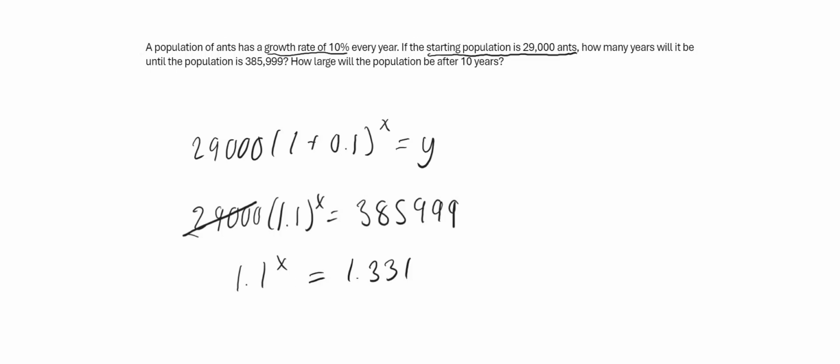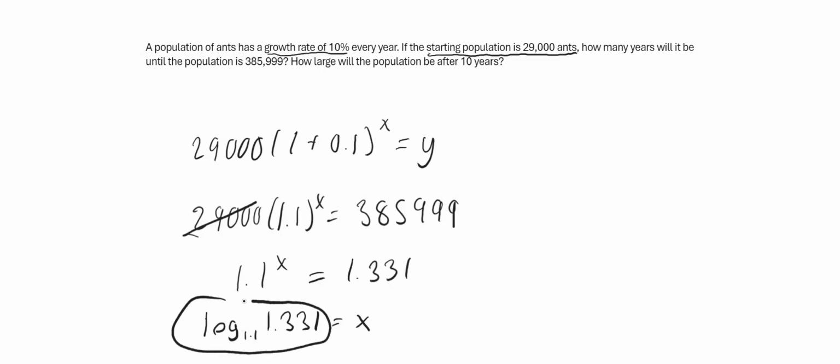Alright, so now we have to figure out what x is. From this point, we can't really do anything, so we have to convert it into a log function. So it would be log, and then our base is 1.1, our answer is 1.331, and our answer is x. So now we finally isolated our x variable. So now we can solve for this equation in our calculator, and we get x equals 3. So after 3 years, the population would be 385,999.